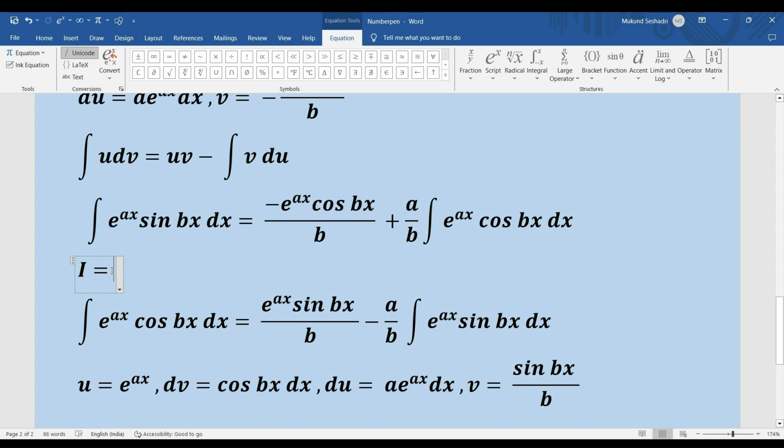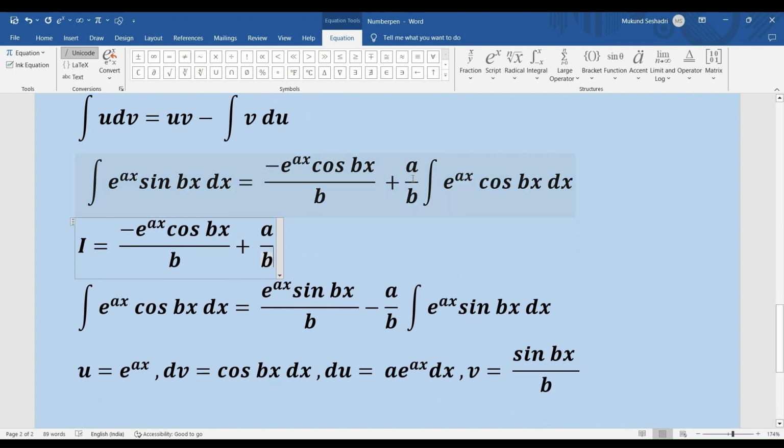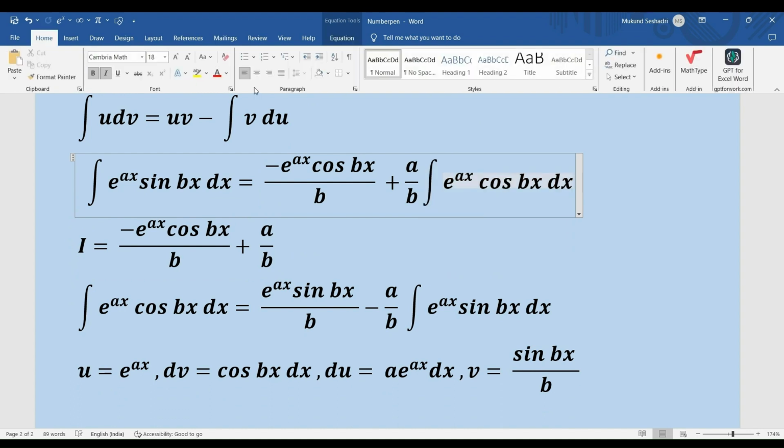My first part remains as it is, minus e to the power ax cos bx by b. Then I have a plus a by b times the integral of e to the power ax cos bx dx, which is what I solved for just now. And maybe I should highlight this in some color, say yellow. So I have plus a by b times my integral of e to the power ax into cos bx dx, which is what we solved for.